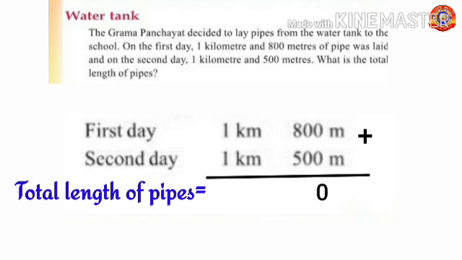0 plus 0, 0. Again 0 plus 0, 0. 8 plus 5, 13. For 13, 3 here in the place of meter and 1 is to be carried in the place of kilometer. Next, 1 plus 1, 2 plus 1, 3. Therefore, the total length of pipes is equal to 3 kilometer and 300 meter.